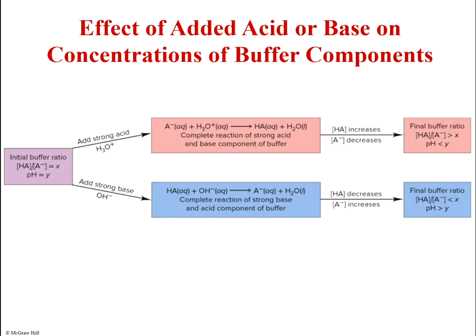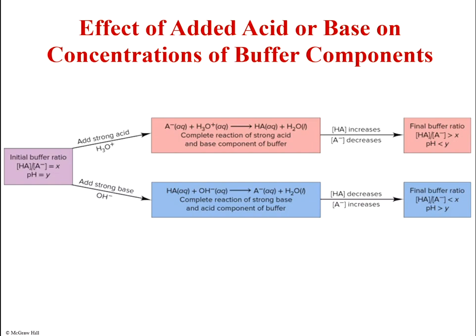So here we see how this works. Our initial buffer ratio, our weak acid to weak base ratio, is equal to X, and then we'll have a pH of Y. If we add strong acid, it reacts with the weak base to form a little bit of weak acid plus water. The weak acid increases, the weak base decreases, and the final ratio is greater than X, and the pH has gone down.